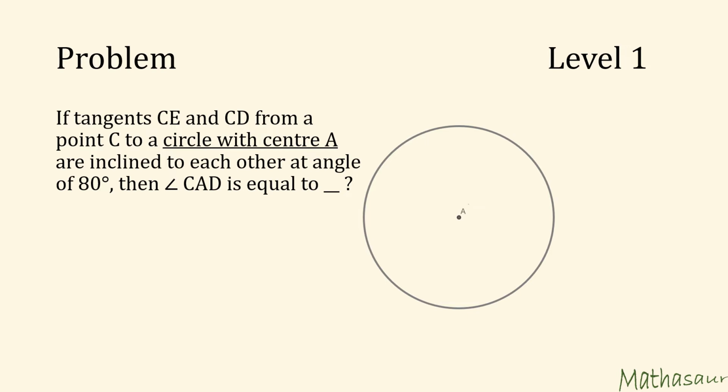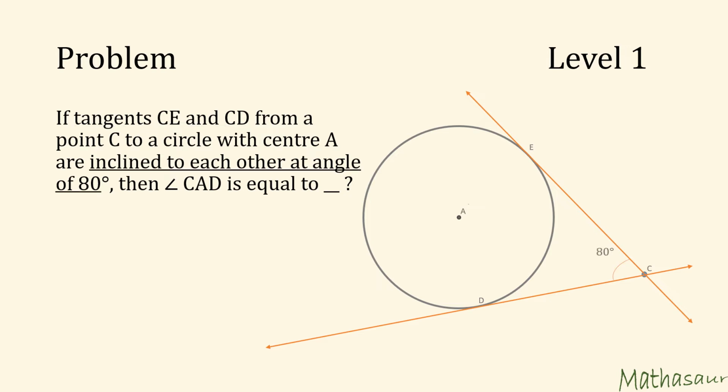Alright, let us draw a circle with center A, and we have an external point C. Why? Because we are going to draw two tangents from this point. Now let us draw our tangents CE and CD. Now these tangents are inclined at 80 degrees. So angle DCE is given as 80 degrees.